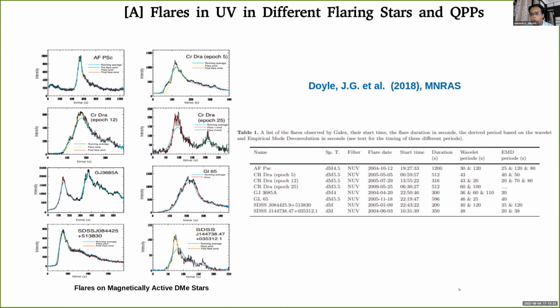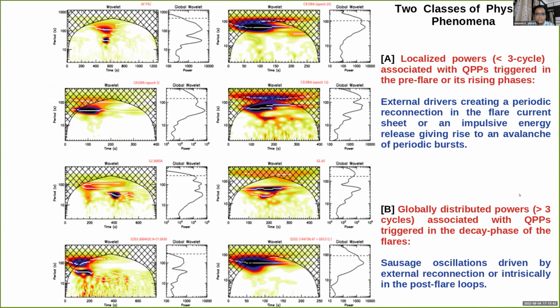Once we did the power spectral analysis by wavelet and EMD, interesting information came out: multiple periods are associated with these light curves. You can see that some are common periods in both tools, wavelet and EMD, and some are uncommon periods. But what is the basic outcome or emphasis of this result? It is two classes of physical phenomena. So I write it here, and I show the wavelet of some of these light curves.